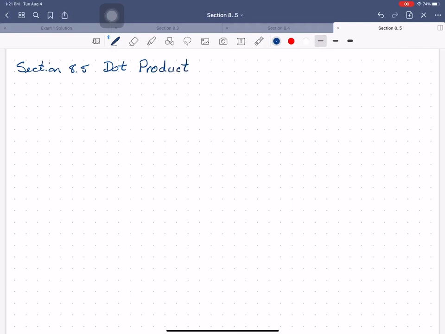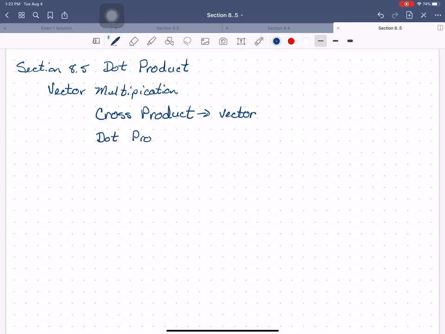So when it comes to vector multiplication, just like vector addition, it's a little bit more complicated. And we've got two options. We can use what's called the cross product, and that results in a vector. And that's about all we're going to say about the cross product in this class. In this section, what we're going to talk about is something called the dot product. And the dot product actually results in a scalar. In other words, a number that has no direction.